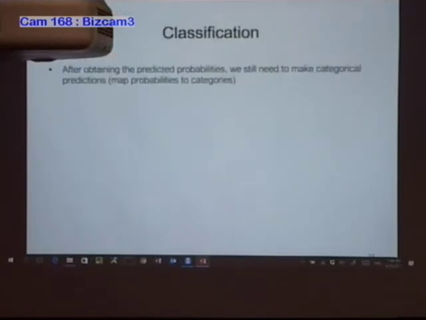So we're done with the logistic regression, converting X to probability. The next step is, having this probability, how do we make the next step of prediction? Okay?